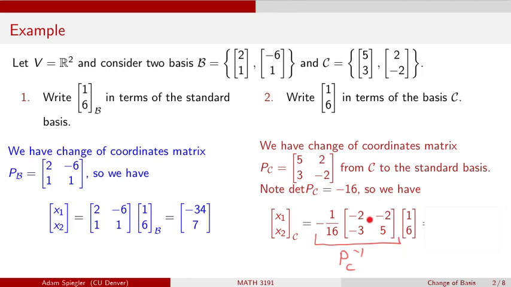So I'm going to take this matrix, which is now the inverse of P, multiply the vector (1, 6) by this matrix, and we wind up at this vector, which is written relative to the C basis. So the top entry is 14/16, and the second entry is -27/16. And what this is telling us is if we go 14/16 times the vector (5, 3), and then -27/16 times the vector (2, -2), and we take that linear combination, that is going to give us the vector (1, 6) back.